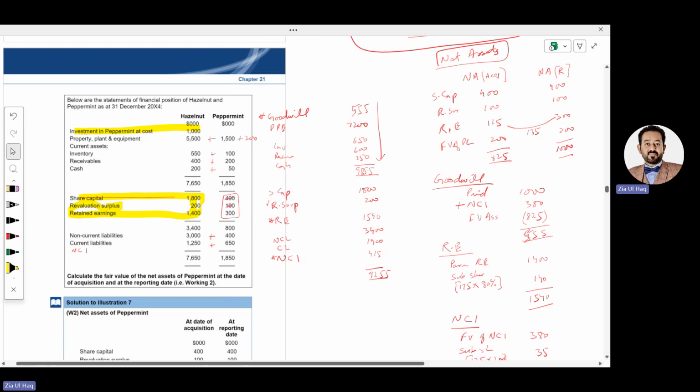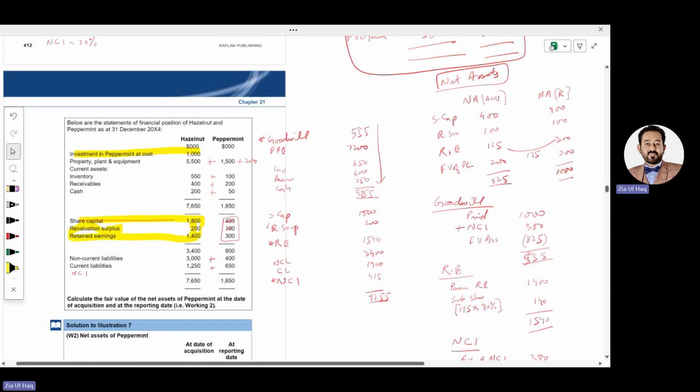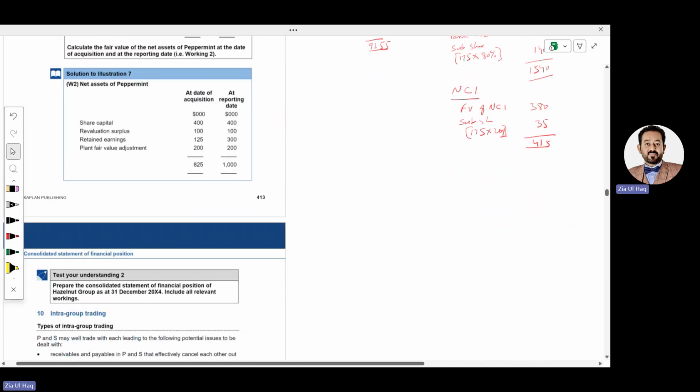So we have discussed how to calculate goodwill, how to calculate retained earnings, how to calculate non-controlling interest, and how to calculate net assets, especially when there is any fair value gain in assets. Let's move forward.